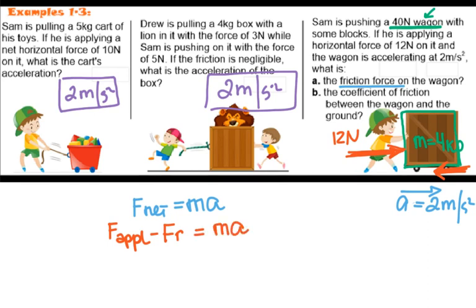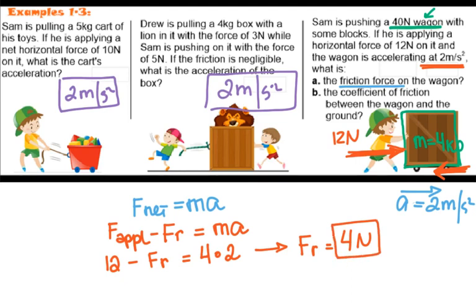My applied force is 12. They don't tell me what the friction force is equal to. I figure out the mass is 4, and they gave me acceleration, which is 2. So if I solve this for friction, the friction is equal to 4 newtons.